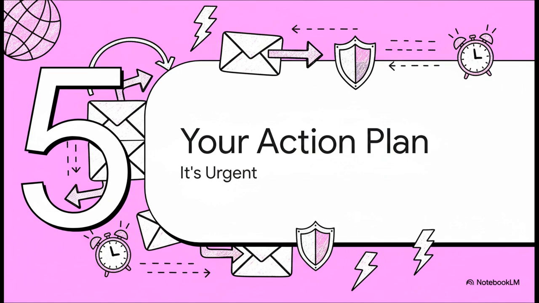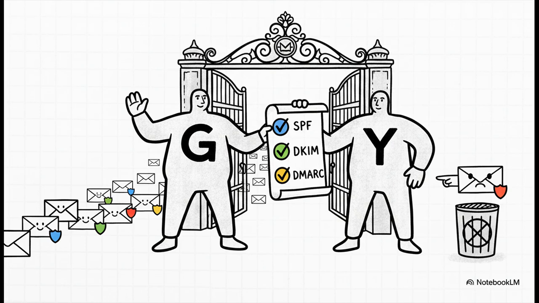And with new rules coming from the world's biggest email providers, there has never been a more urgent time to get this right. Starting in early 2024, huge providers like Google and Yahoo made these protocols mandatory for a lot of senders. If you don't have all three of these configured correctly, your legitimate emails, your marketing, your invoices, your support replies, yeah, they might not even get delivered anymore.